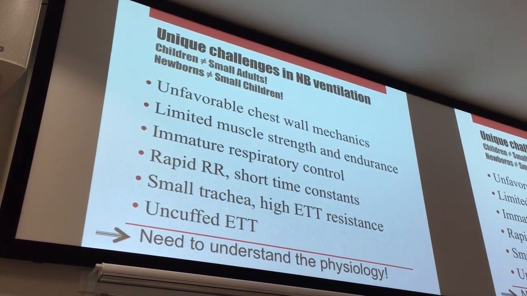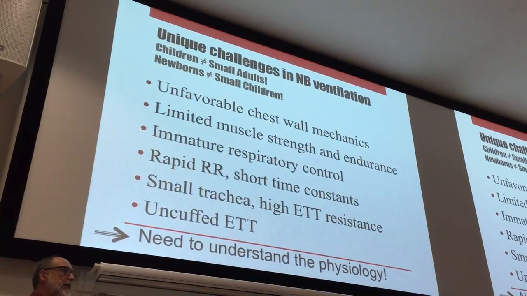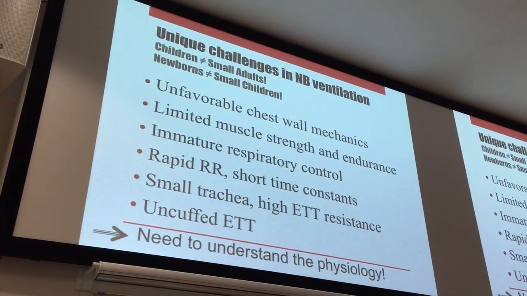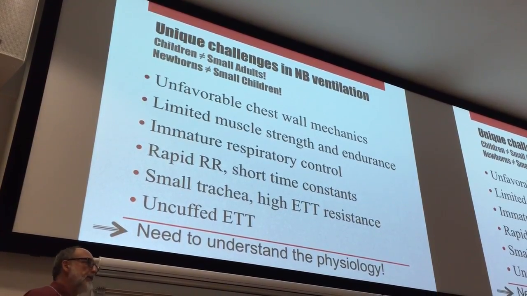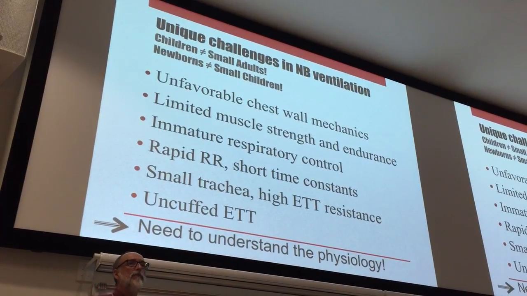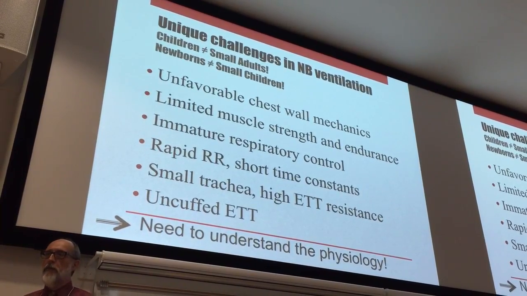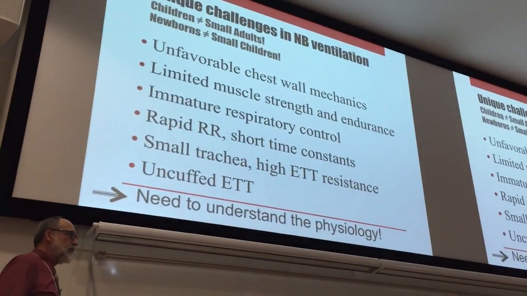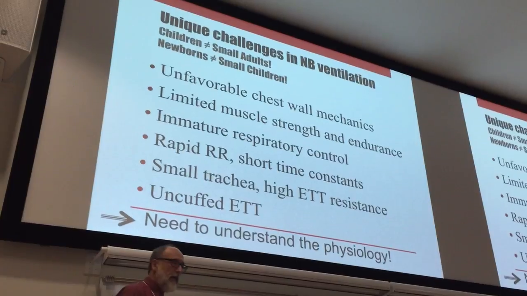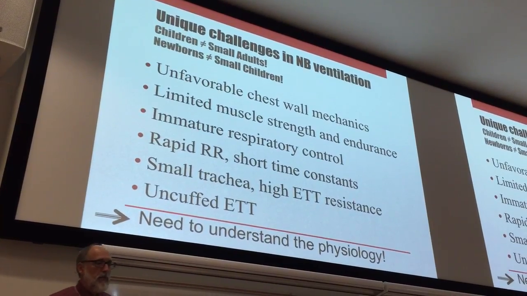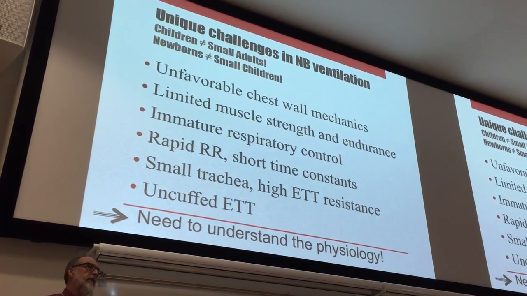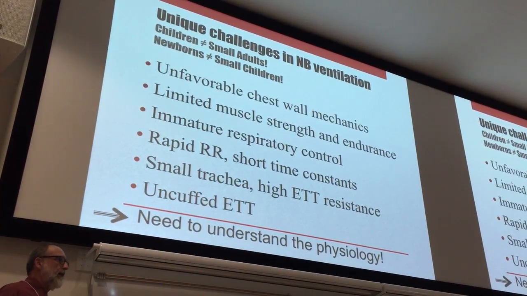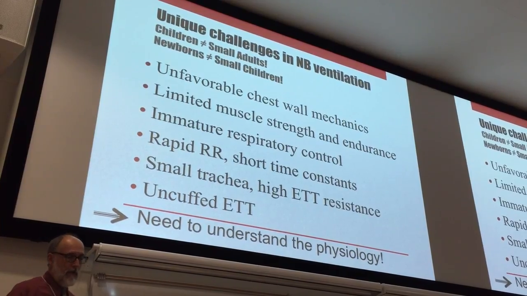So to really put things in perspective, we are dealing with some of the most difficult patients to ventilate. Children are not just small adults, we all know that, and in fact neonates are not just small children, especially preterm neonates. They have very unfavorable lung mechanics, limited muscle strength and endurance. They have very immature respiratory control, and that's a very important element in how they interact with ventilators. They breathe rapidly, they have short time constants until they get long time constants because they have chronic disease and they're older, and they have high endotracheal tube resistance. We need to deal with all of those things.